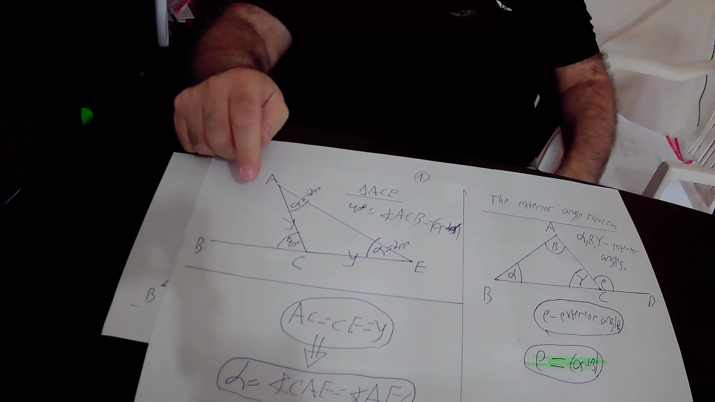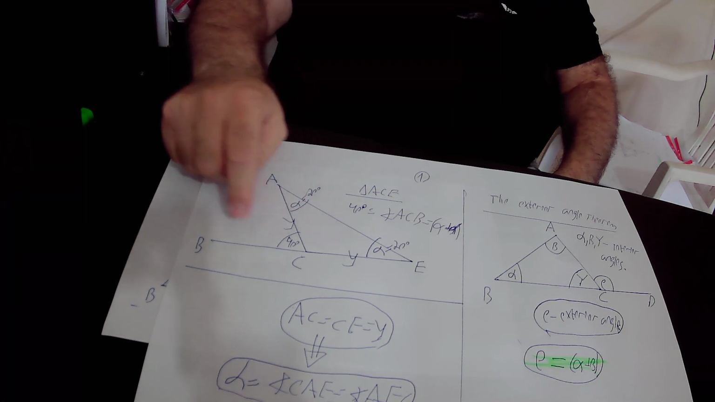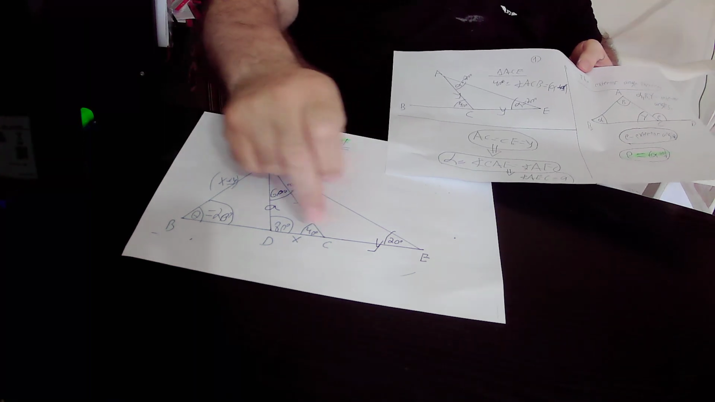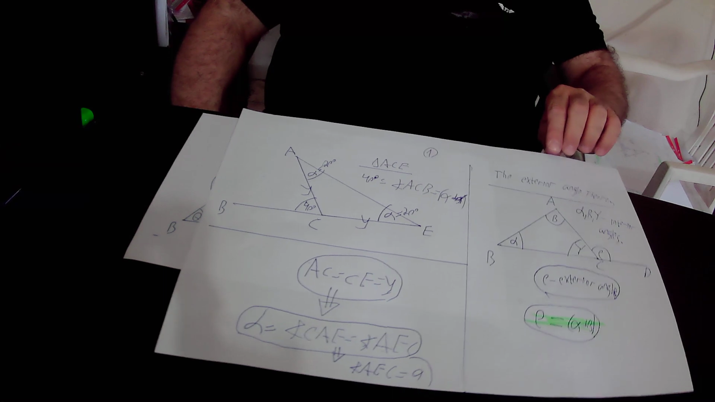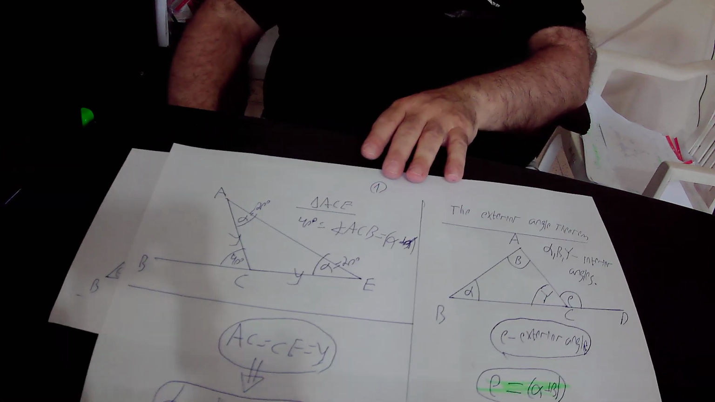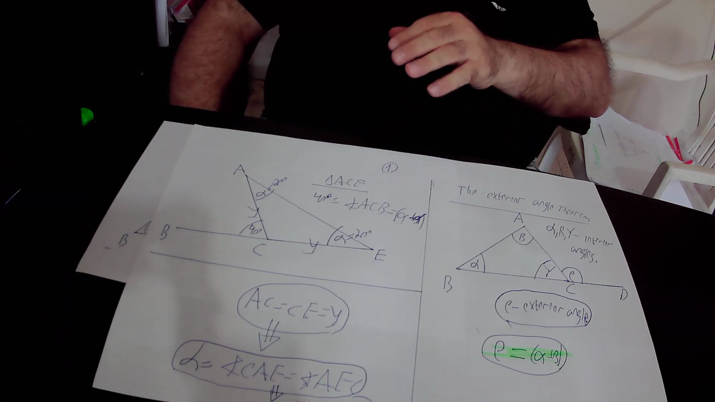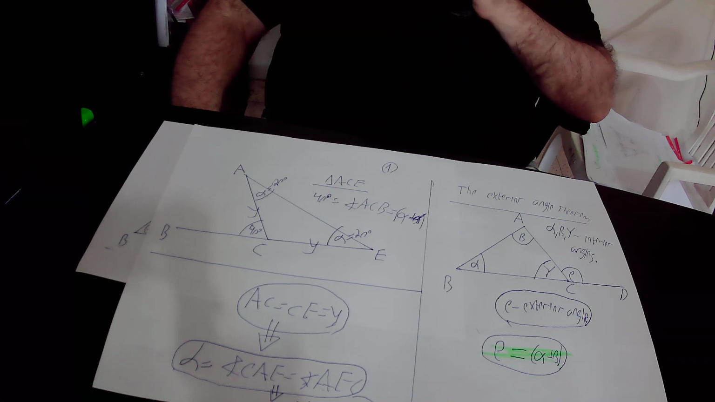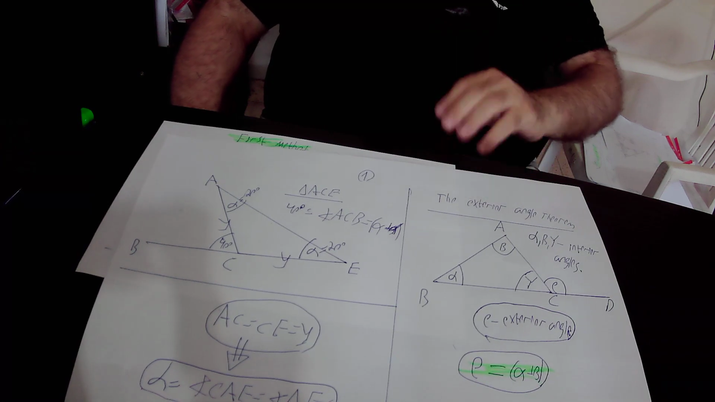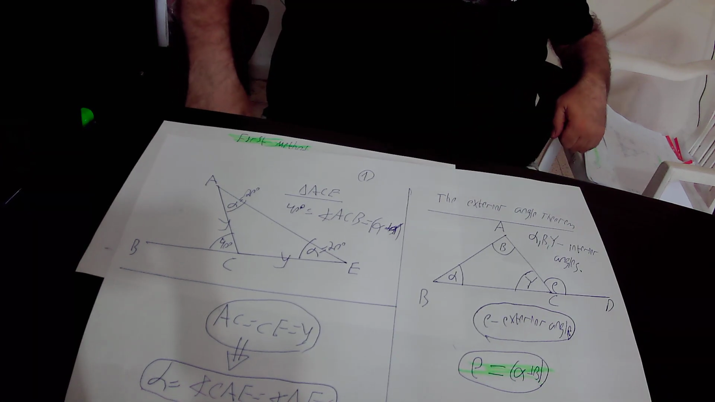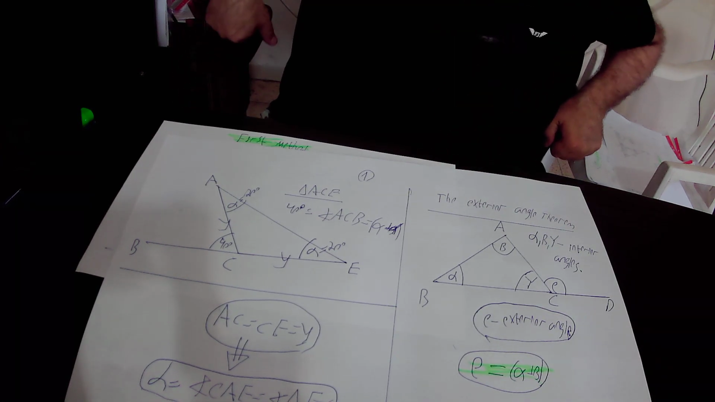Then I copied angle ACB. This angle ACB equals 40 degrees. So I copied the angle here. And then I presented to you the external angle theorem, and we implemented the external angle theorem in this triangle, triangle ACE. So what is the external angle theorem? The external angle theorem is true in any triangle.